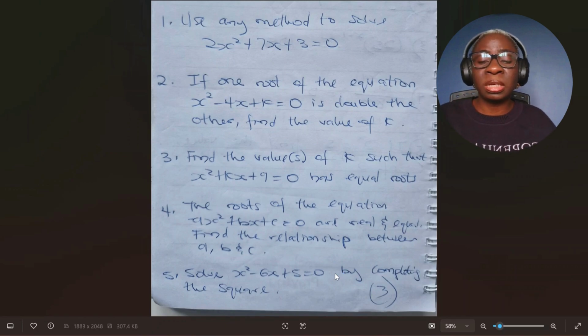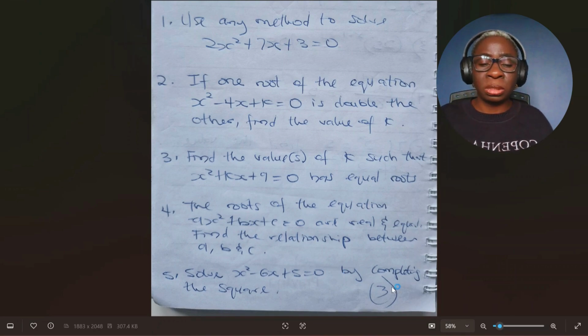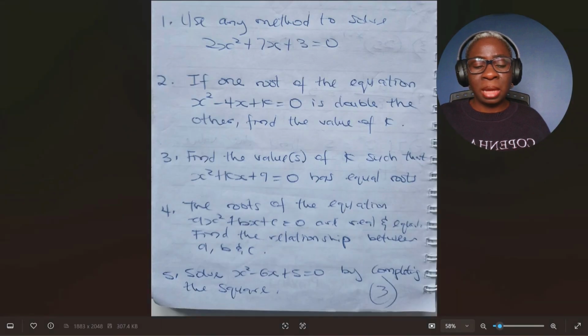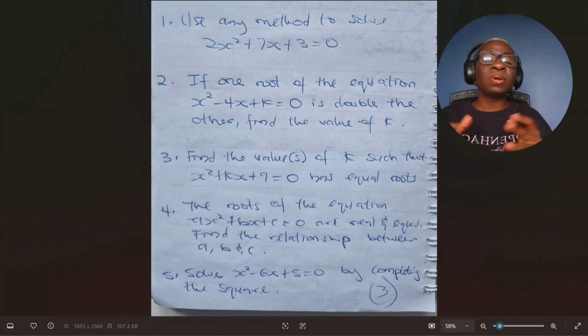The third question says find the values of k such that x squared plus kx plus 9 equals 0 has equal roots. And what does it mean for a quadratic equation to have equal roots? Let's first write the equation out. We have x squared plus kx plus 9 equals 0.